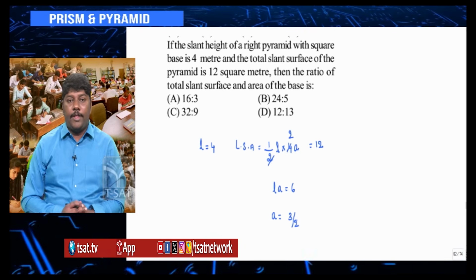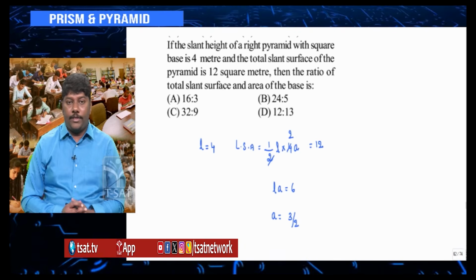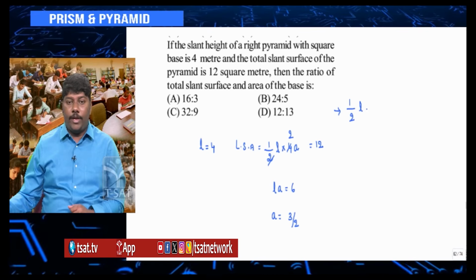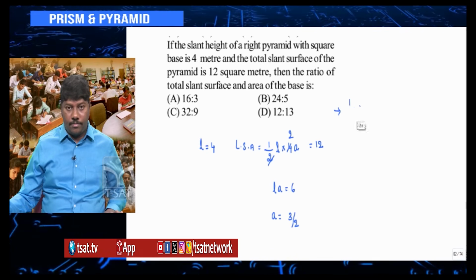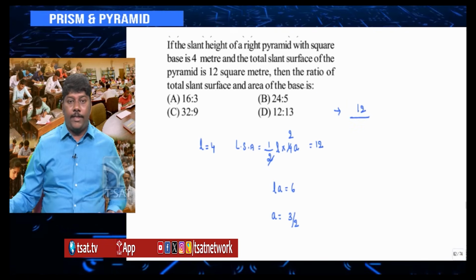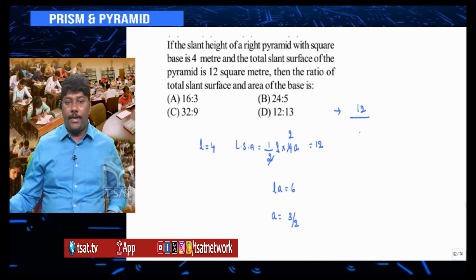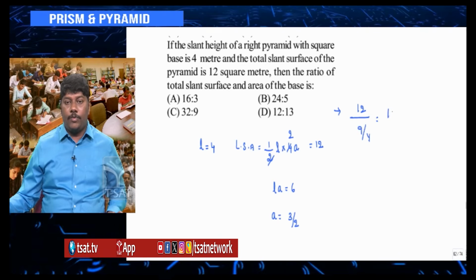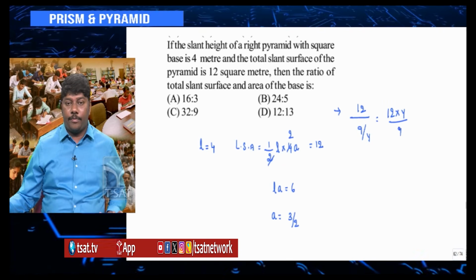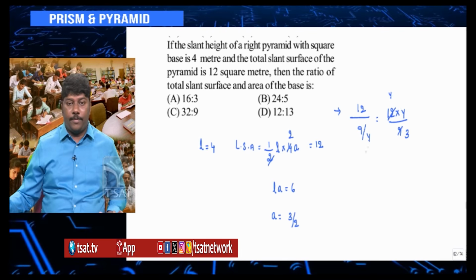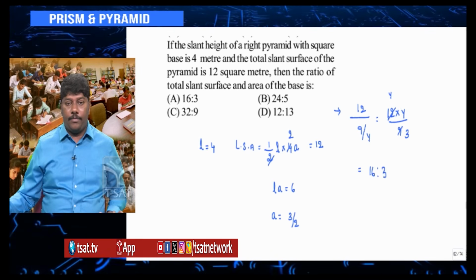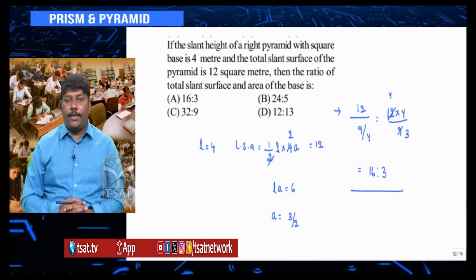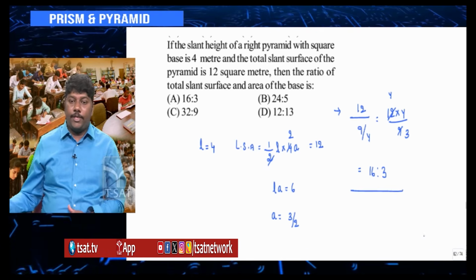See what he is asking you there. Then the ratio of the total slant surface, means slant surface is half into L into A, that is 12, it is already given, by the base area. So, what is base area? It is a square, square area, right. So, it is 9 by 4. So, it becomes 12 into 4 by 9, 3s are 4s are, 16 is to 3. Total slant surface area means lateral surface area, base area is a square area here. Let's look at the next one.